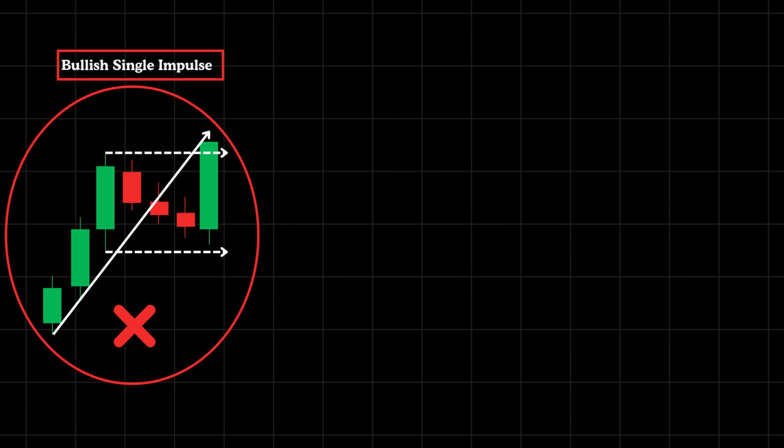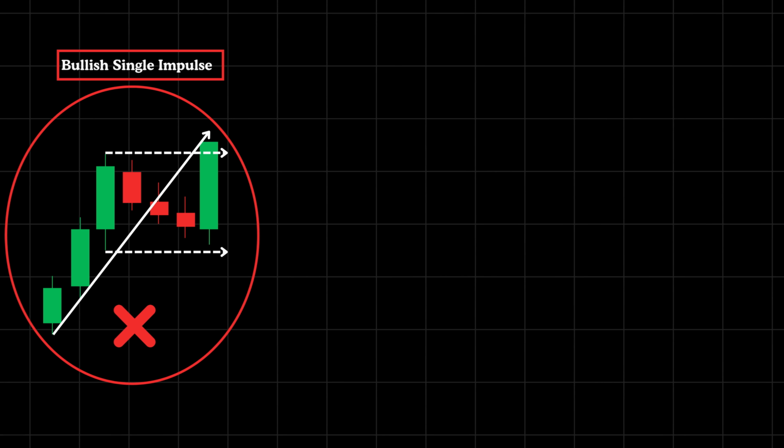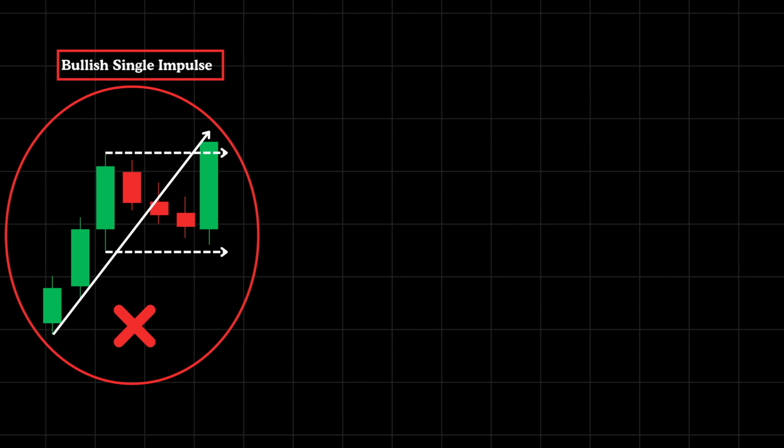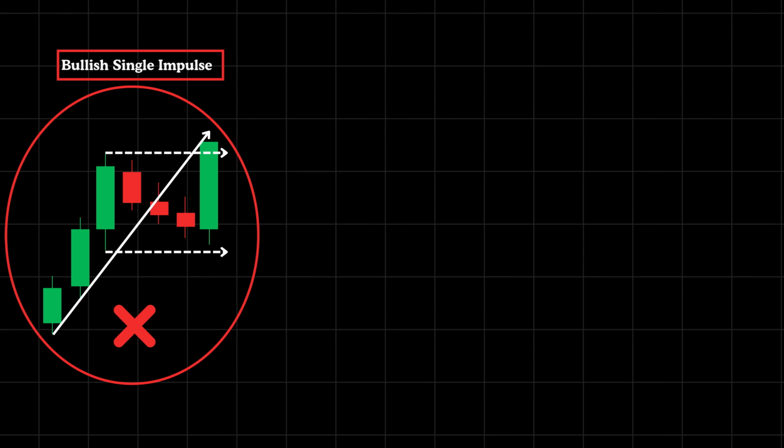However, in this case, none of the bearish candles breaches the low of that bullish candle or taps into its liquidity. As a result, this entire candle structure is treated as a single bullish impulsive move, rather than a pullback.